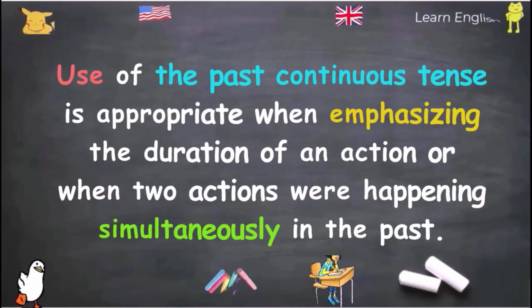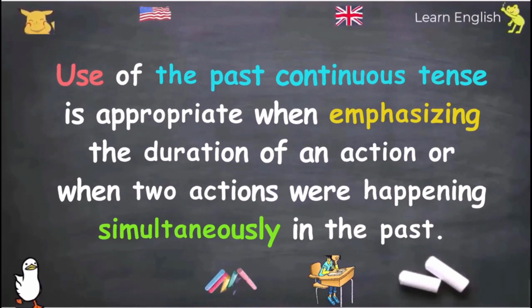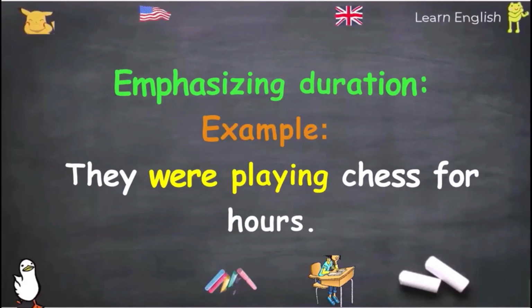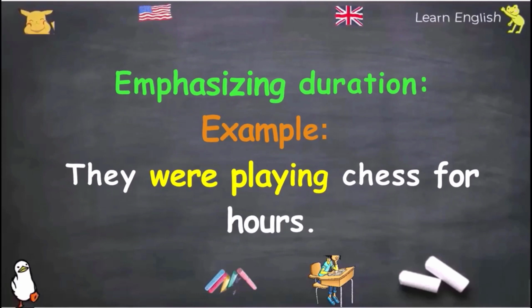Usage. Use of the past continuous tense is appropriate when emphasizing the duration of an action or when two actions were happening simultaneously in the past. Emphasizing duration. Example: They were playing chess for hours.